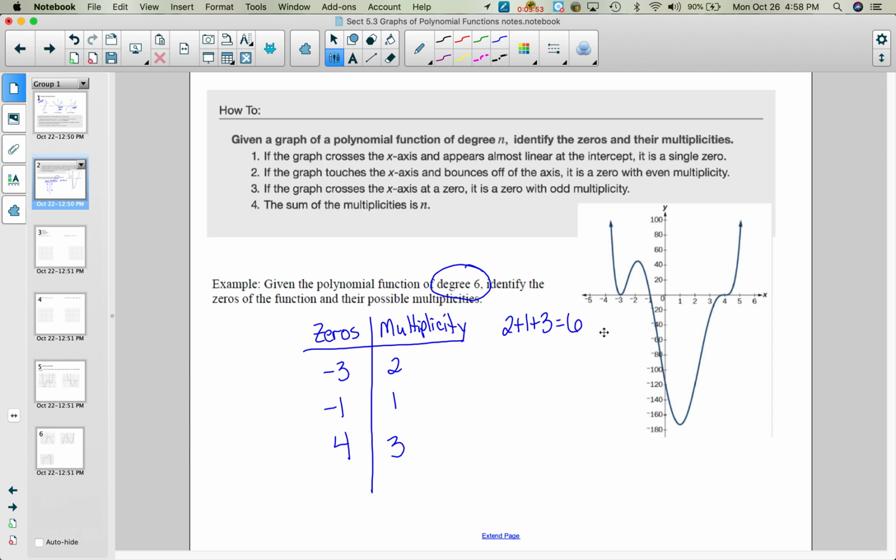So what does that mean? Remember that if -3 is a 0, then x plus 3 was a factor. If -1 is a 0, then x plus 1 is a factor. And if 4 is a 0, then x minus 4 is a factor. The multiplicities tell you that the x plus 3 would have to be squared, the x plus 1 would be to the first power, and the x minus 4 would be cubed. And this would be my polynomial.